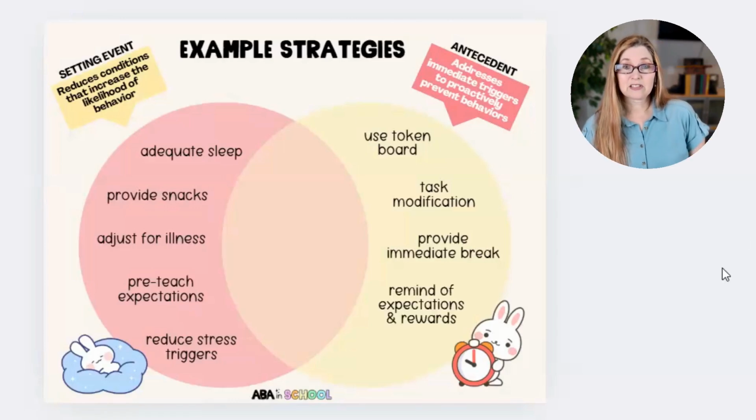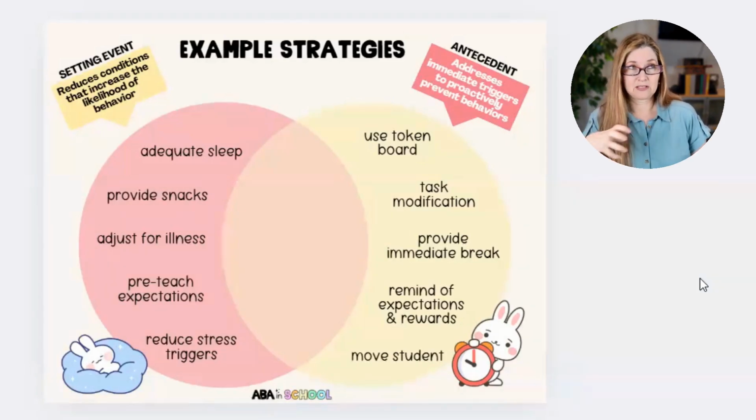And reminders about expectations and rewards and things that are coming up, using your kind of first-thens and stuff. Moving the student. So if a student is near other things that are triggering, moving the student away from something or getting them out of a situation would be considered an antecedent strategy. Any other ones you can think about that would be kind of more uniquely antecedent?